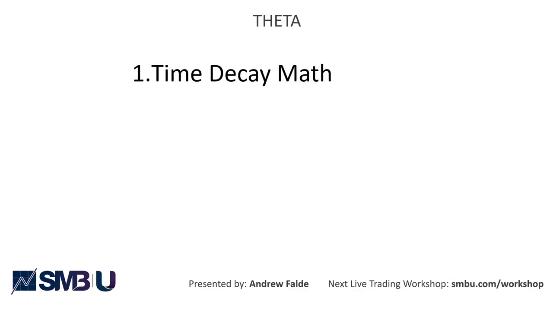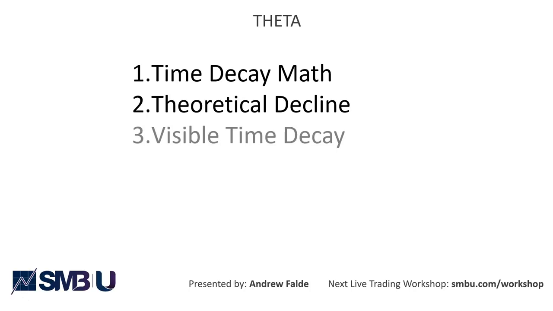I'll tell you 5 things today. First will be time decay math, how we actually calculate theta. We're going to talk about the fact that theta is a theoretical decline in value. There are other variables that matter, and it is something that is not going to happen the same way every day, but it is a forecast for us to use.